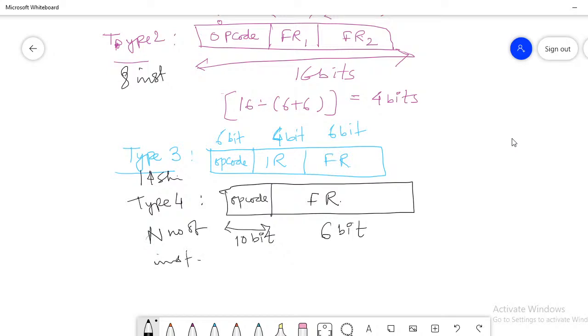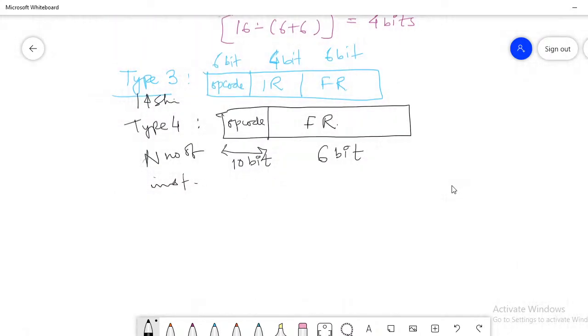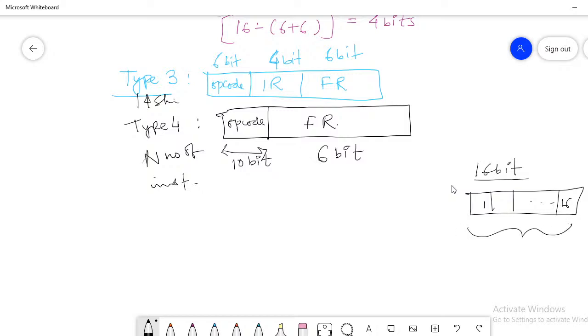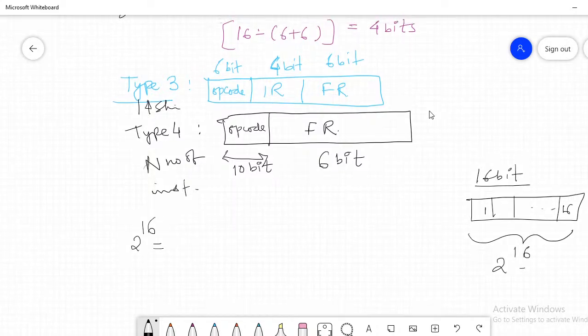Okay, so when you have this many instructions, we can find that if you have 16 bits, how many possible combinations are there? Because each instruction has a number of bits from 1 to 16, there will be 2 to the power 16 possible combinations of the instruction. Okay, now maybe you feel this question is a bit tougher.